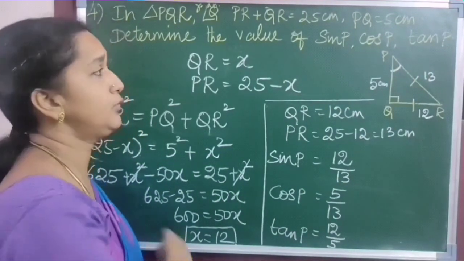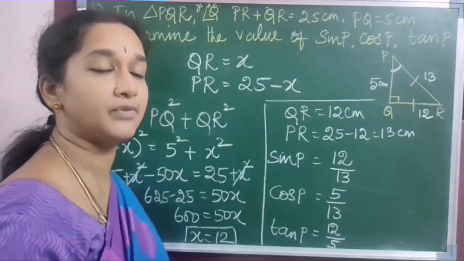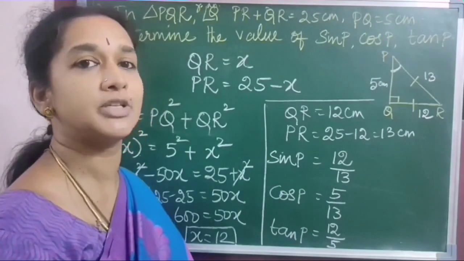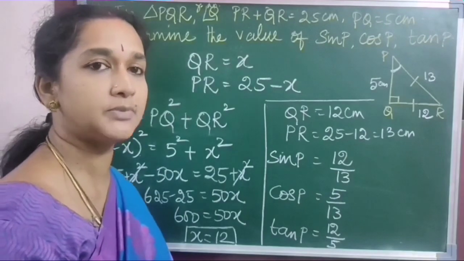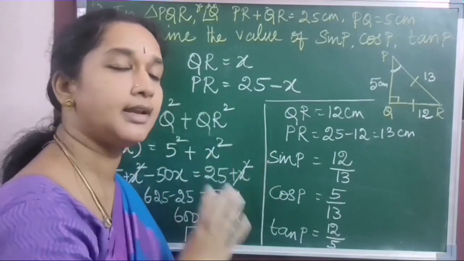So these are the 4 varieties of sums we have learned today using trigonometric ratios. All varieties of sums are covered in these 4 sums. If you know all these things, it is more than enough.